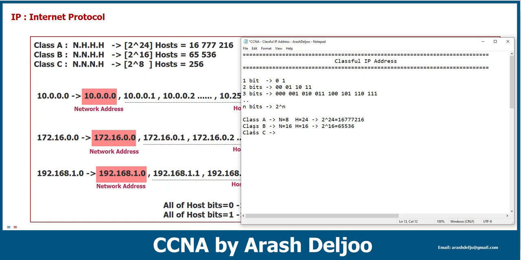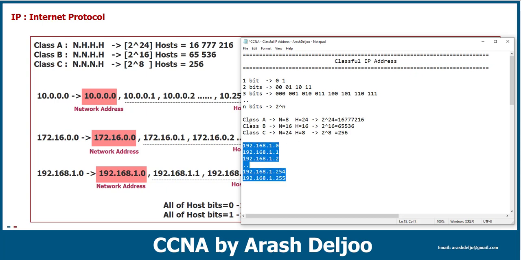In class C we have 24 bits of network and also 8 bits of host. Because of that, finally we will have 2 to the power of 8, means 256 states or 256 host addresses in one class C address. For example, 192.168.1.0, the first IP, 192.168.1.1, 192.168.1.2, until we reach 192.168.1.254, 192.168.1.255. That's it. Here we have 256 states.